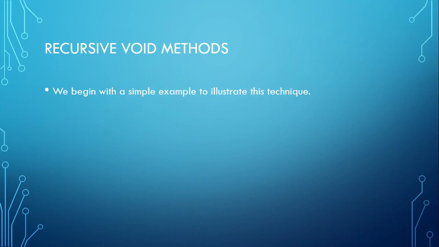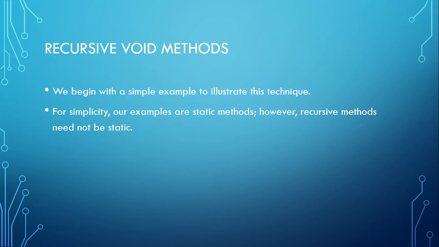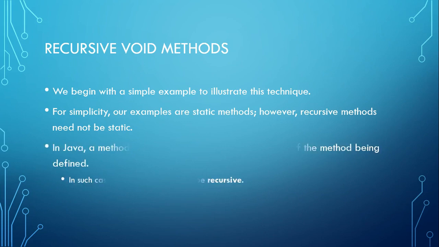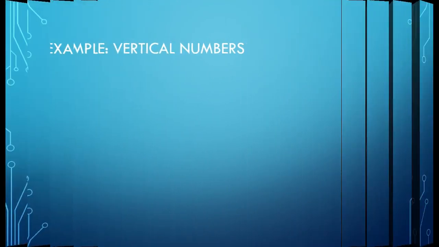So let's begin with a simple example in order to illustrate this technique. For simplicity, our examples are static methods. However, recursive methods don't have to be static. You can create objects for them and use them that way. Now in Java, a method definition may contain an invocation of the method being defined. In such cases, as we mentioned previously, the method is said to be recursive.